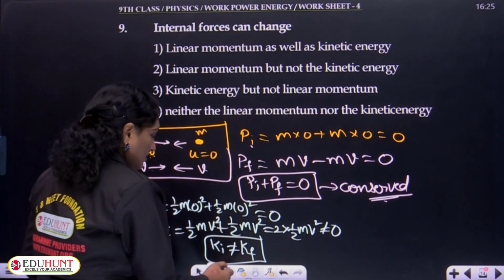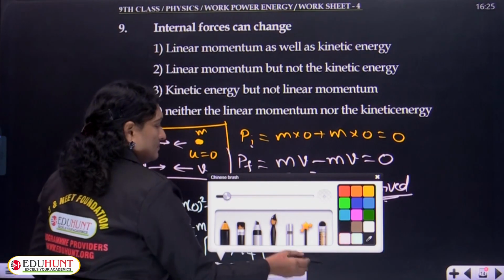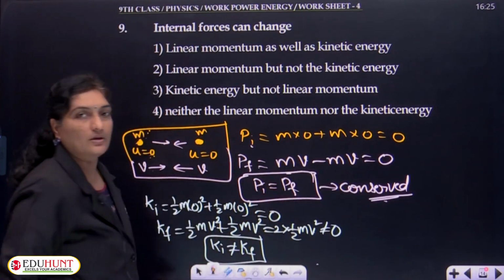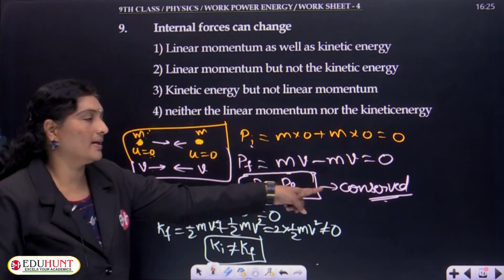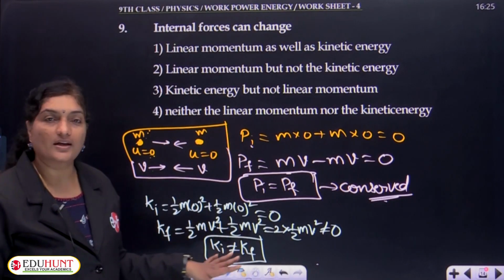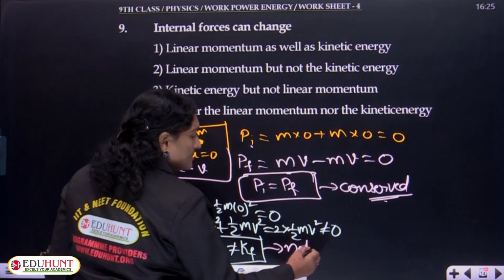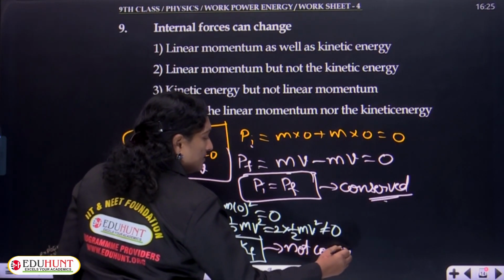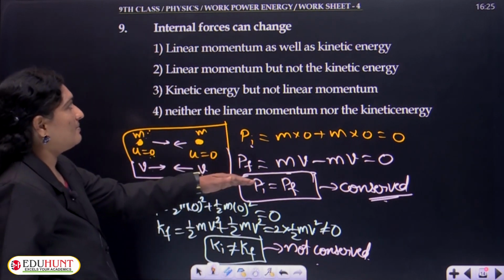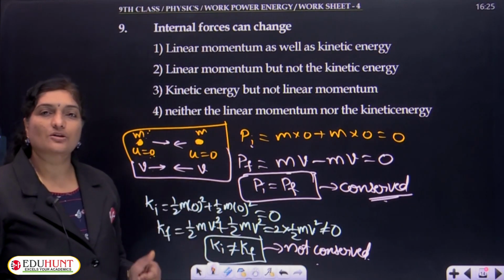Here the total initial momentum is equal to the total final momentum. So, hence we can conclude that it is conserved. But here the total initial kinetic energy is not equal to the total final kinetic energy. Hence, we can say that kinetic energy is not conserved. So, very clearly, the linear momentum of the system is conserved, whereas the kinetic energy of the system is not conserved.